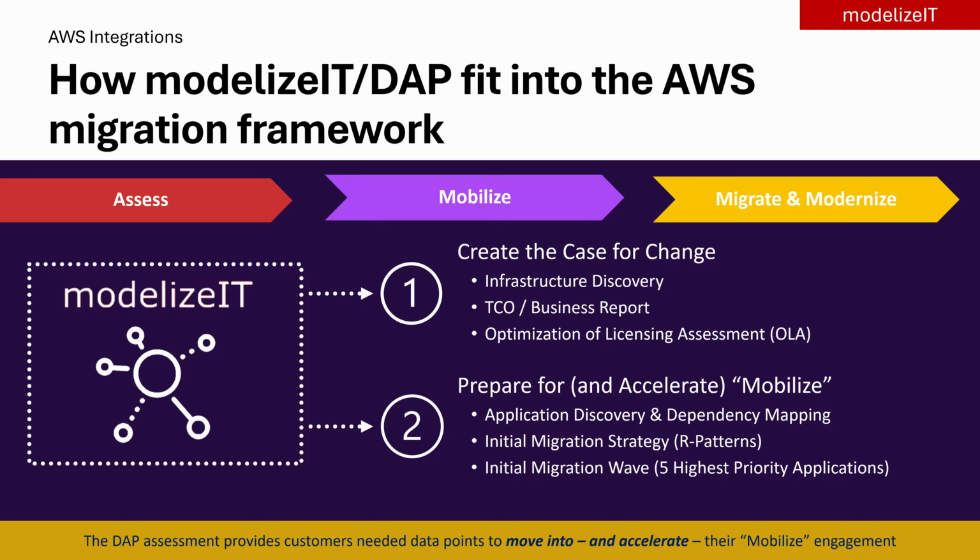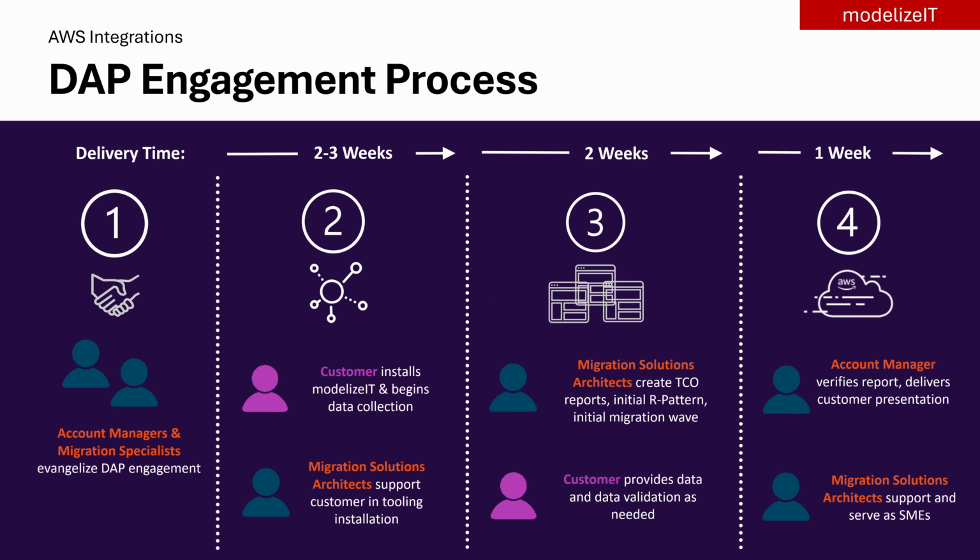Once a customer moves into mobilize, they have the option to extend their AWS-funded modelizeIT license and execute their full migration roadmap, whether it's customer-led, partner-led, or ProServe-led. Here's a quick overview of the DAP engagement process. I'm not going to get into detail here, but you can see that overall, the DAP assessment takes about 6 weeks to complete and is a partnership primarily between the customer and a service delivery team.